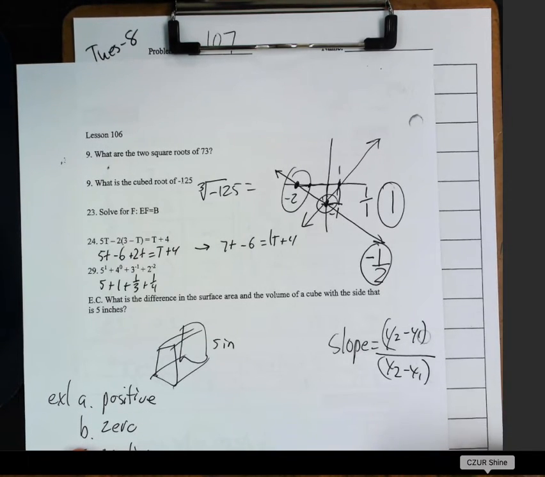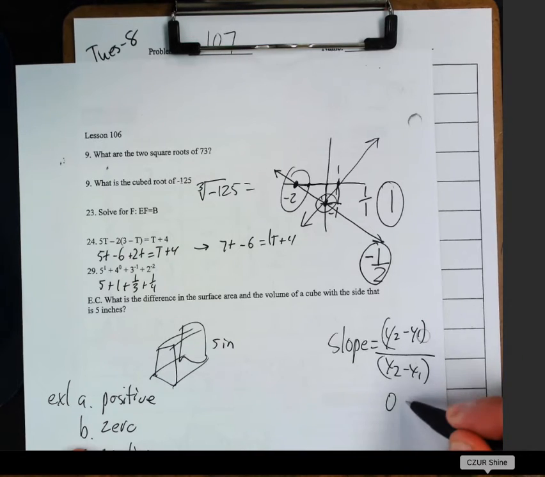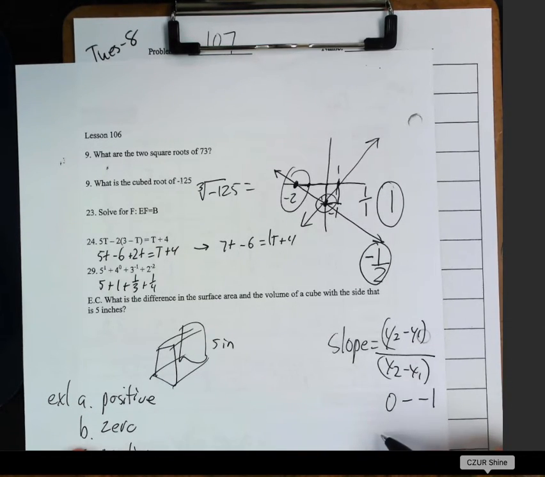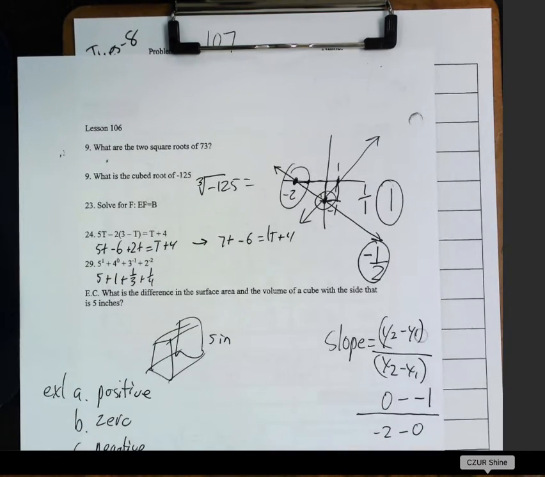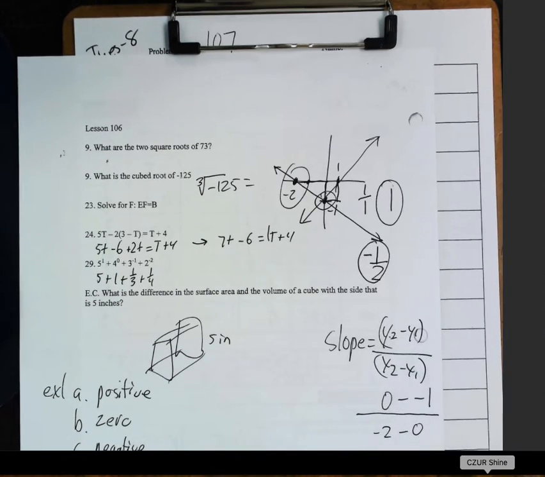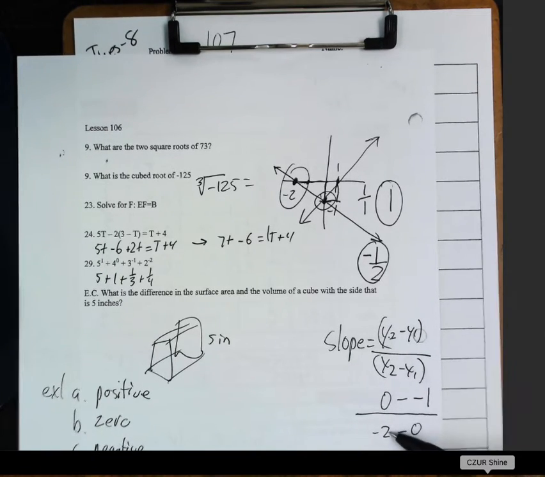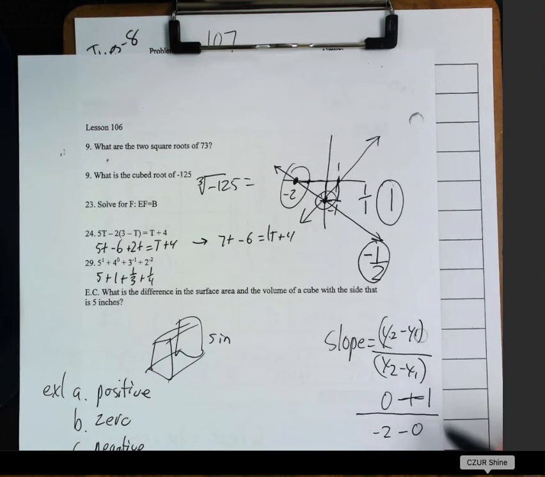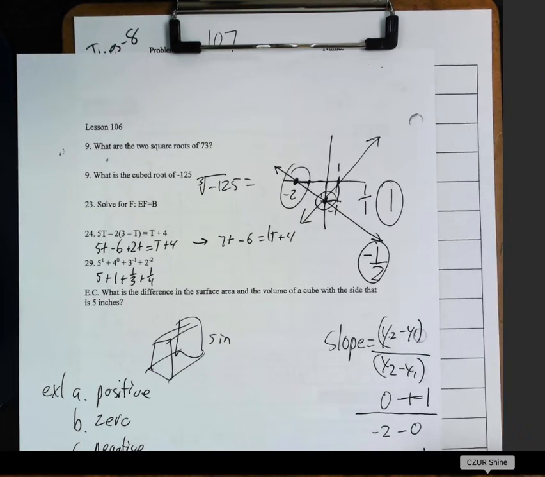I'm taking my two y's: 1 minus negative 1. And I'm taking my two x's: negative 2 minus 0. And I'm putting them over each other. See how I took a y2 and a y1? Order doesn't matter, guys, as long as you go in the same order. So here's y2, here's y1, here's x2, x1. Two negatives make a positive, so 1 plus 1 is 2.